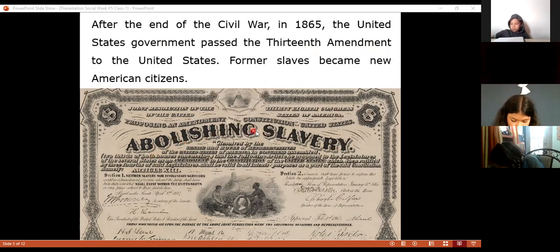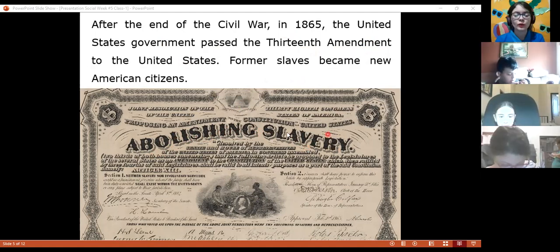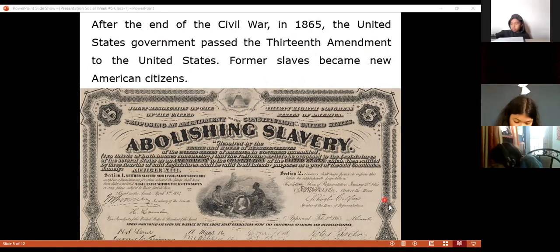Former slaves became new American citizens. That's good news. They were no more slaves. They became citizens of the United States of America with the abolition of slavery. It says the information here, and you see the people that signed here in those times.